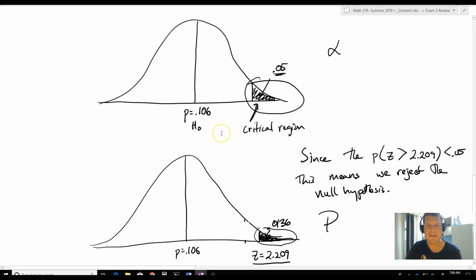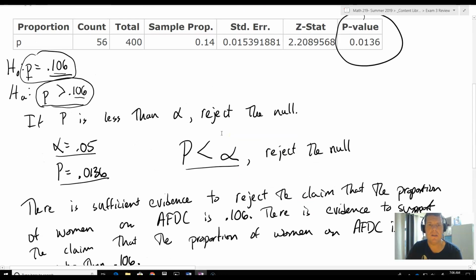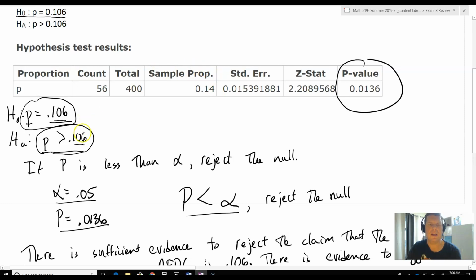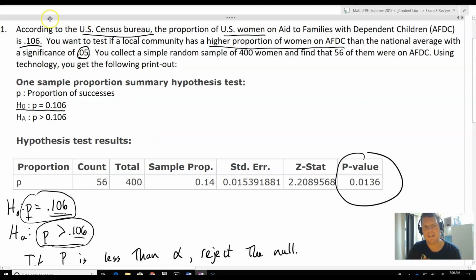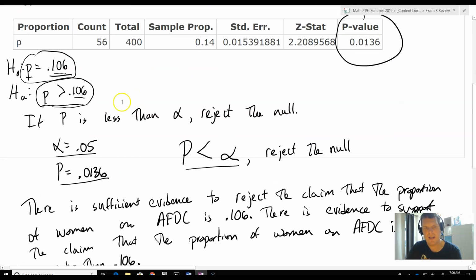From the perspective of using technology to make our claims, we look at this and say, I get a p-value 0.0136. I'm told my significance level is 0.05, and I use this simple rule. If p is less than alpha, I reject the null. There it is. Then it's all a matter of figuring out what exactly you're rejecting and what you're supporting, in order to tell us the conclusion to our test.